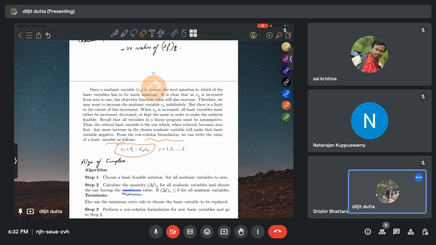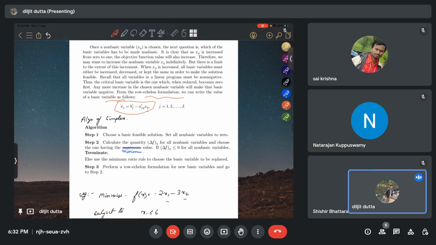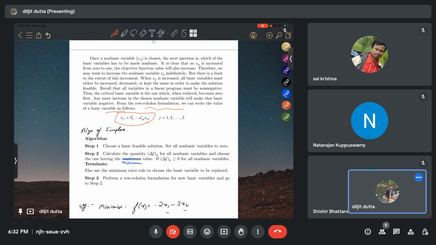Then we will see what is the minimum value of the coefficient bj' by ajk'. We will see for which basic variable this value is minimum, and we will replace that variable with the chosen non-basic variable.